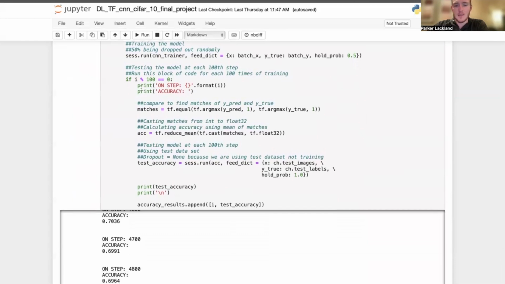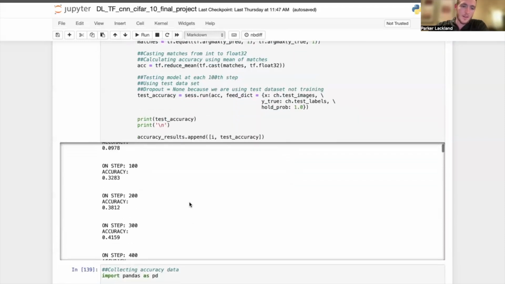Then you see here the actual testing of our algorithm. You can see that the predictions from our training are compared to the actual matches. And you can see here also that the test images were used rather than the training images from the data set. And the hold probability here is 1 because we want to keep all of those testing images for the purpose of testing the accuracy of our actual trained model.